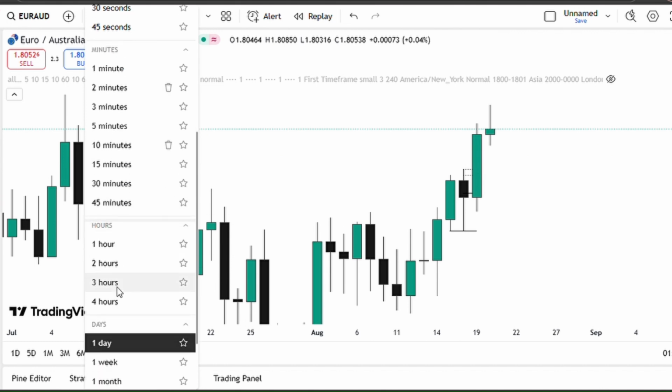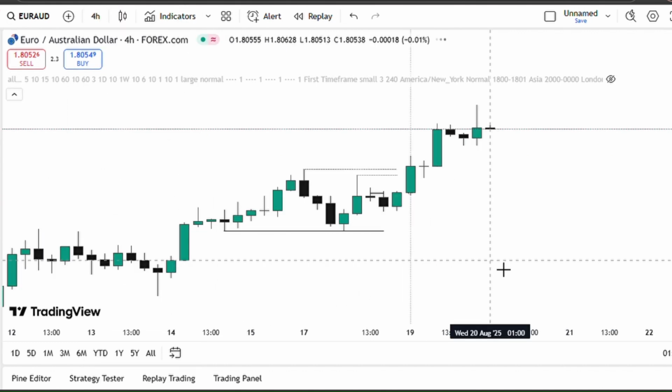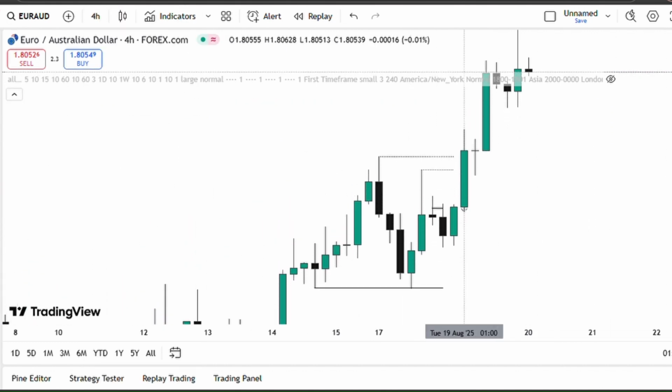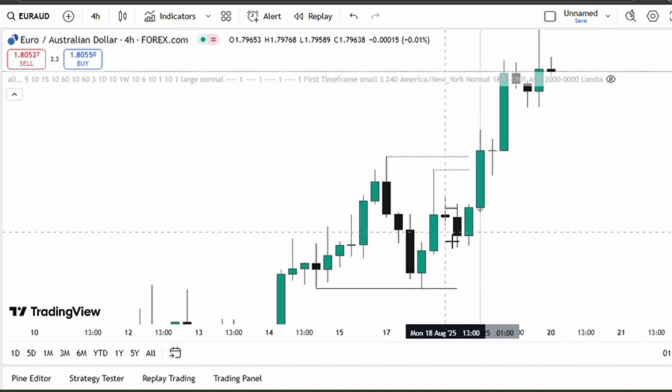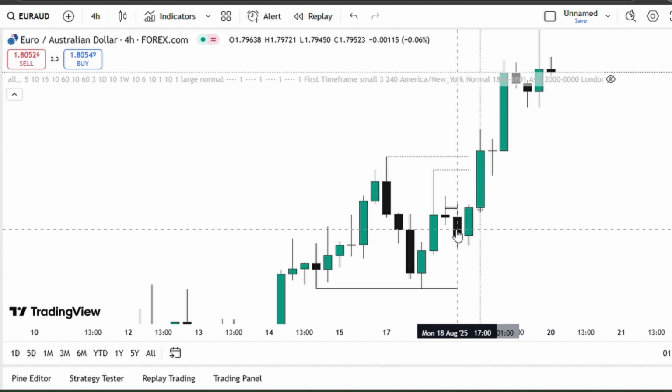So for that one, you go to the 4-hour time frame, and on the 4-hour time frame, right, on the third day, which was Tuesday, right?